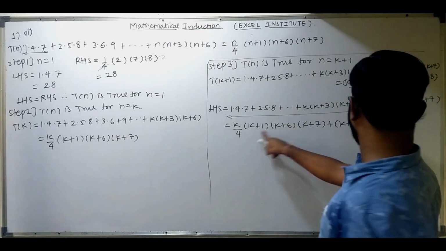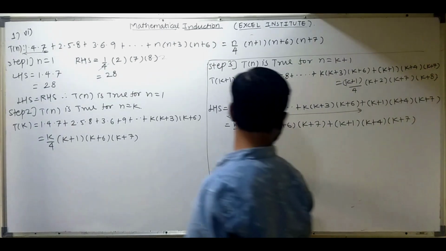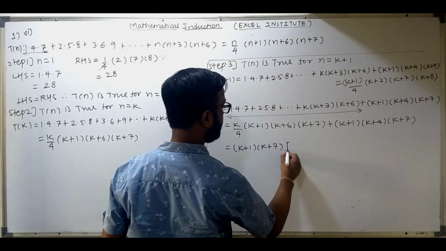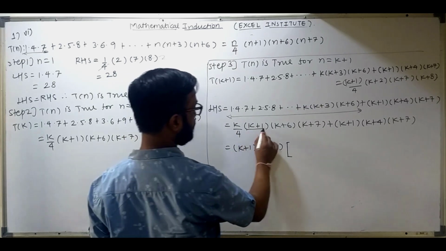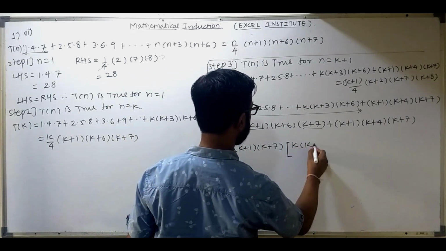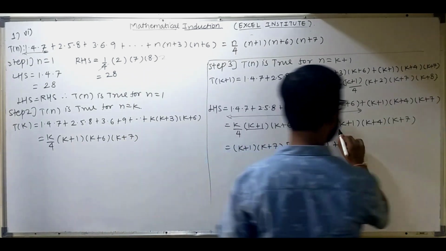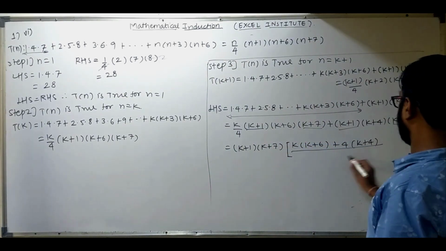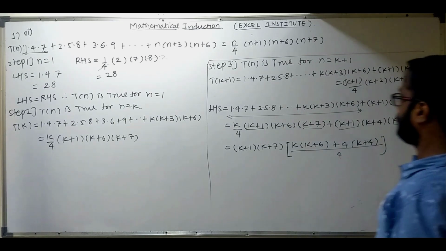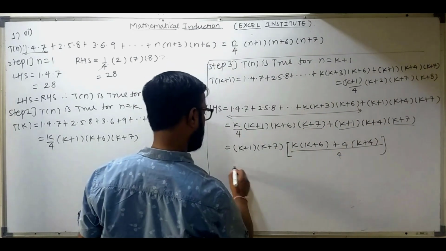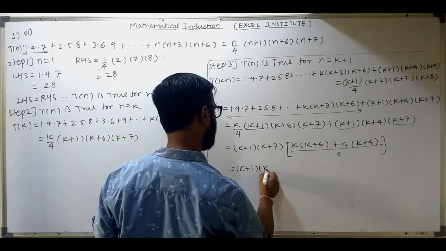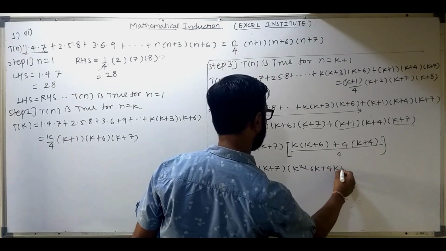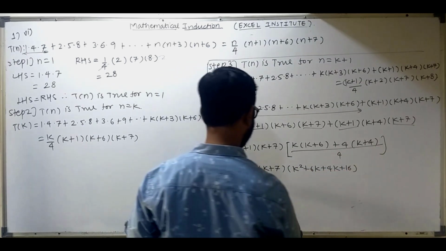Now we can take k plus 1 and k plus 7 common. What is left is k into k plus 6 over 4, and 4 times k plus 4 after taking the LCM upon 4. So k plus 4 is left there. This is k plus 1, k plus 7 times k square plus 6k plus 4k plus 16 by 4.